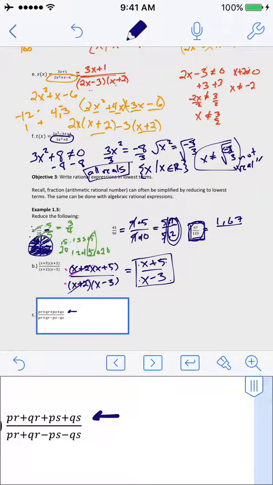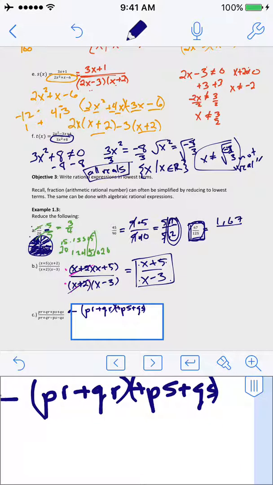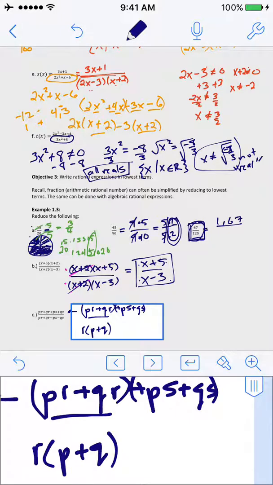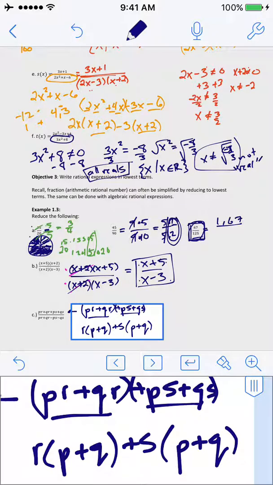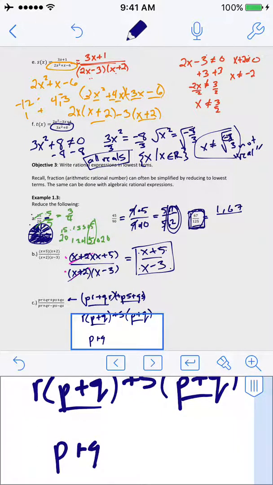So we've got PR plus QR plus PS plus QS. The fact that there are 4 terms here just screams factoring by grouping. So let's group these two, group those two. In this first one, I can take out an R. I get P plus Q. In this second one, I could take out an S, plus S, and I'm left over with P plus Q. Now they've got a P plus Q in common. I end up with P plus Q times R plus S.